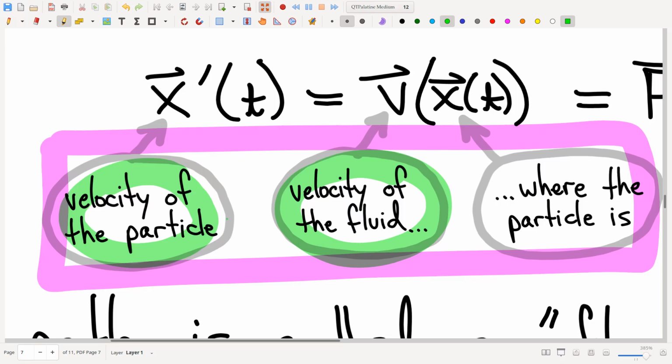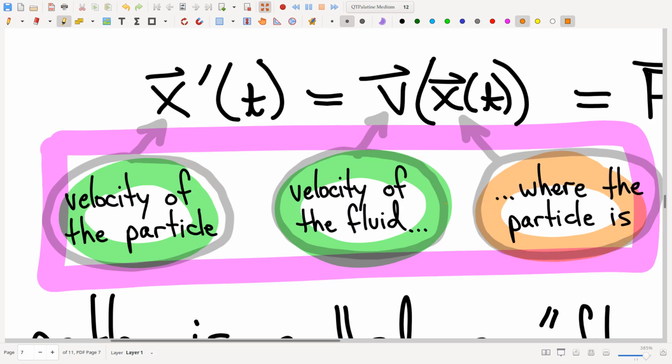All right, now we have to recognize, well, yeah, but, look, the pool's a big place, and over on this side, the water's going that way, but way over on that side, maybe the water's going a different way. So the velocity of the fluid is different in different places. So which velocity of the fluid? I think this is a perfectly reasonable observation.